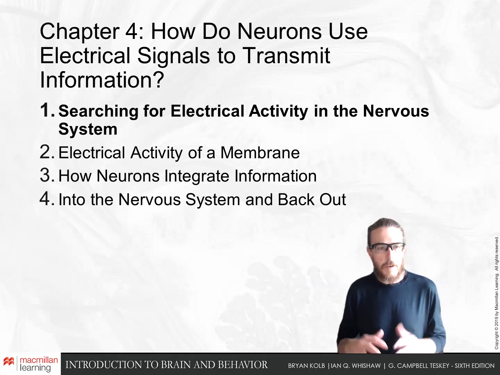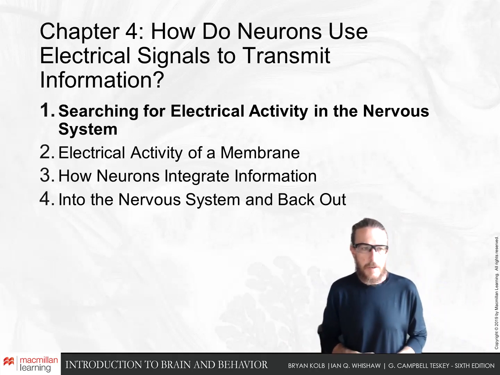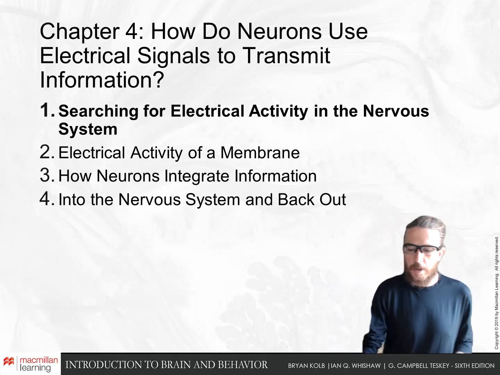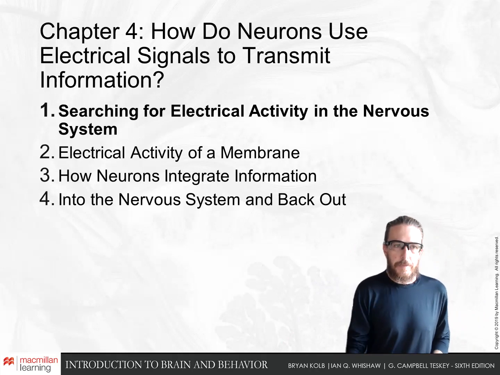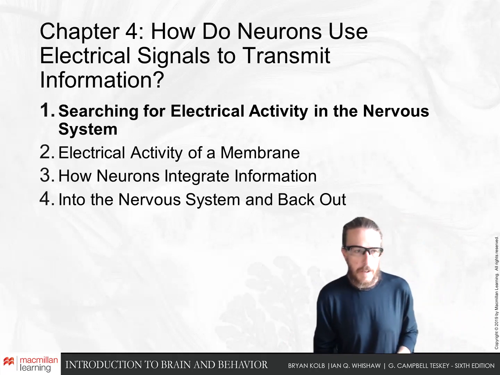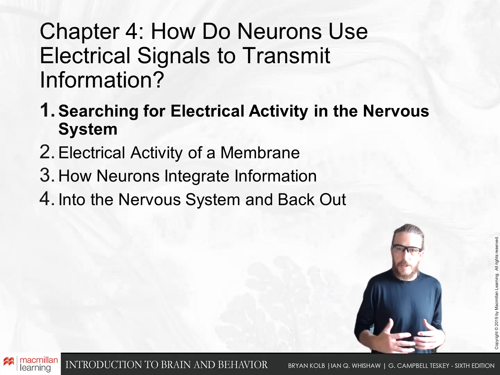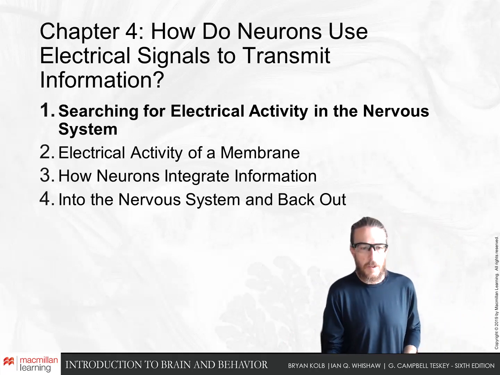And then we'll talk about how neurons combine information from multiple other neurons to create an output. And then we'll finish today's lecture talking about how the input to the nervous system and the output to our muscles.